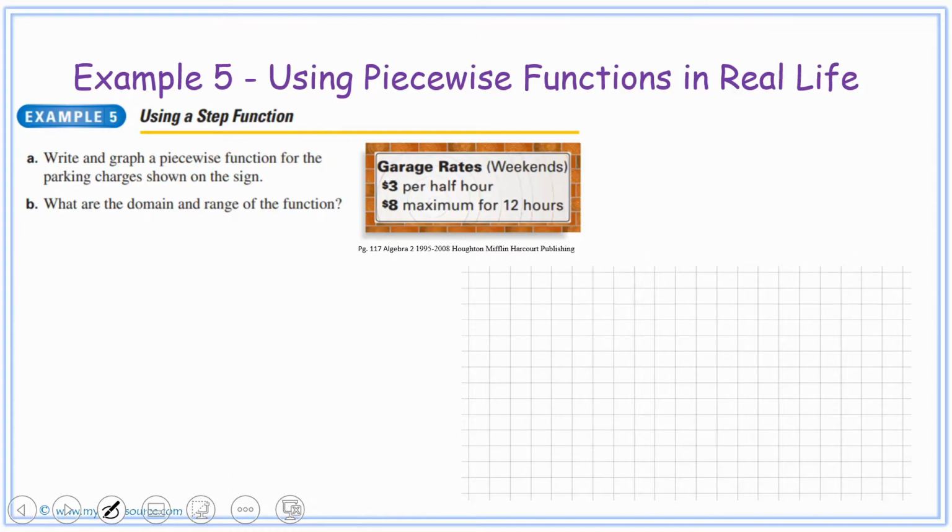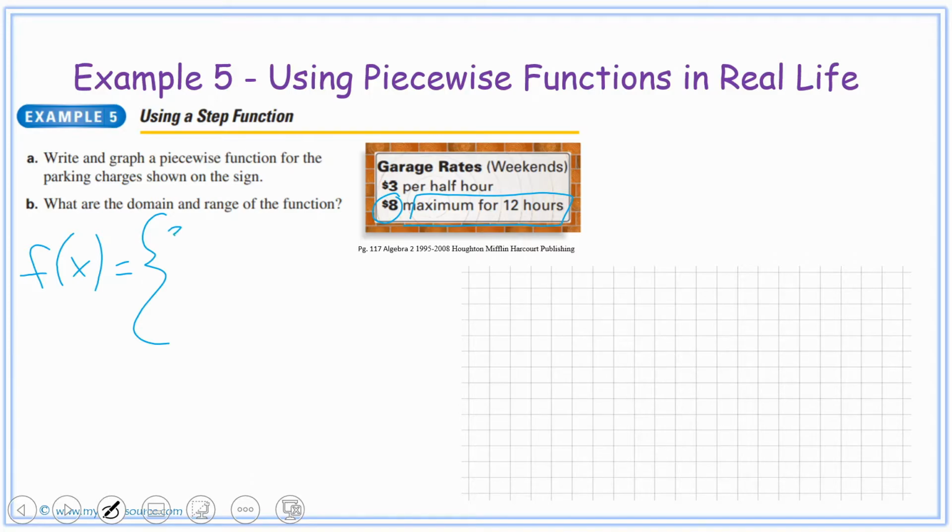So the sign says garage rates for the weekends, $3 per half hour, and then $8 maximum for 12 hours. Let's write out our function for this one. We have f of x is equal to, and let's put a brace there. How this sign works is it's $3 per half hour, and once you get to $8, it's just that for a maximum of 12 hours.